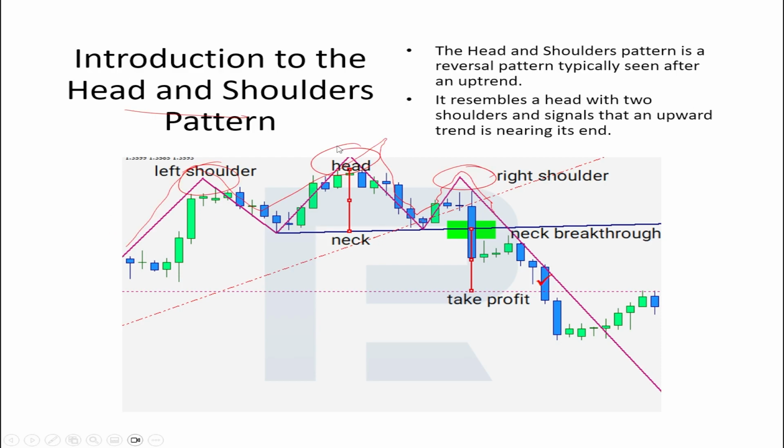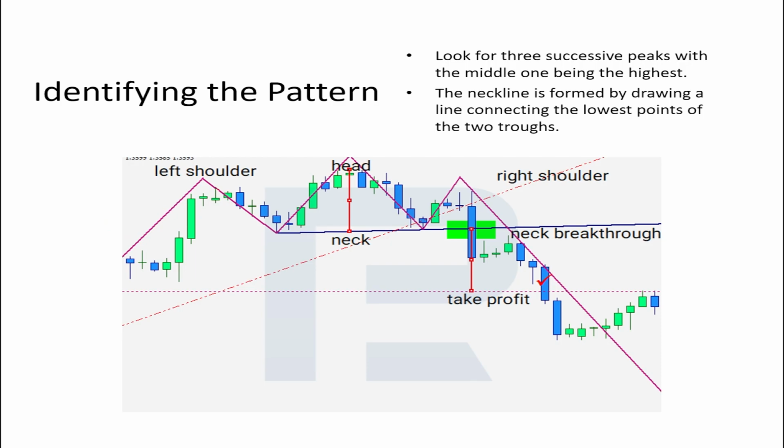How to identify this pattern? First we have to look for three successive peaks. So we have 1, 2 and 3. This is called the left shoulder, this is called the right shoulder, and then we have a head. The head is always higher than the left shoulder and the right shoulder. Then there is a neckline that is formed between the left shoulder, right shoulder and the head.